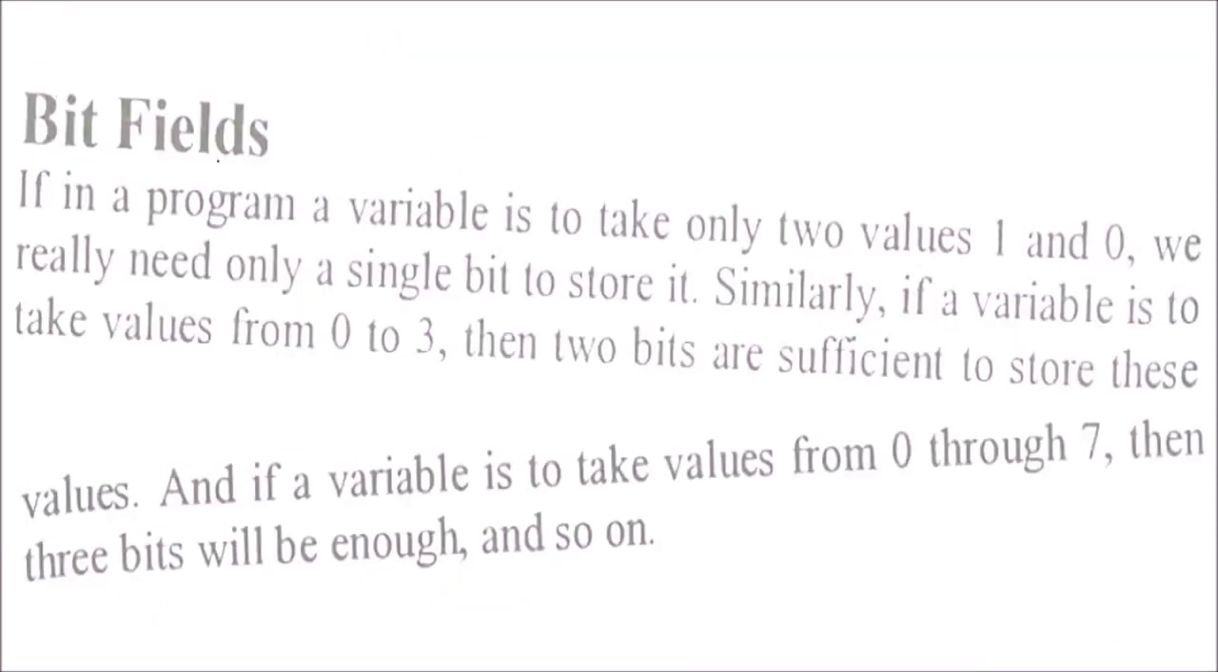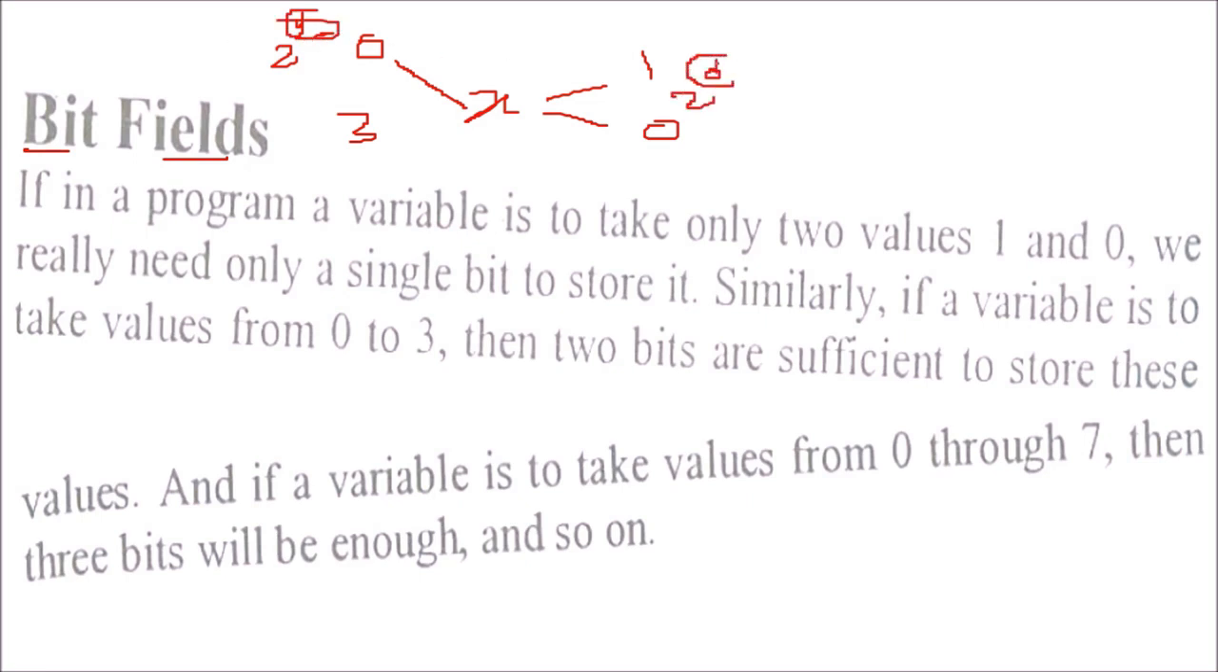Bit field. Bit fields are what? As the name suggests, bit and fields. If you have a variable, say x, and it takes only the values 1 and 0, we need only one bit to store it. If we have a variable, say x, and it is taking values from 0 to 3, that is 2 to the power 2, 4, so I need only 2 bits. Here I needed only 1 bit.